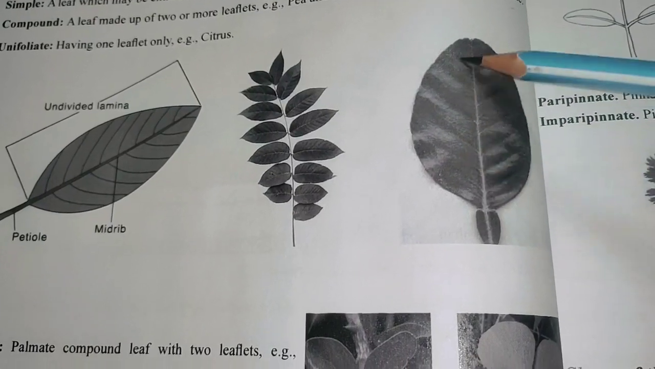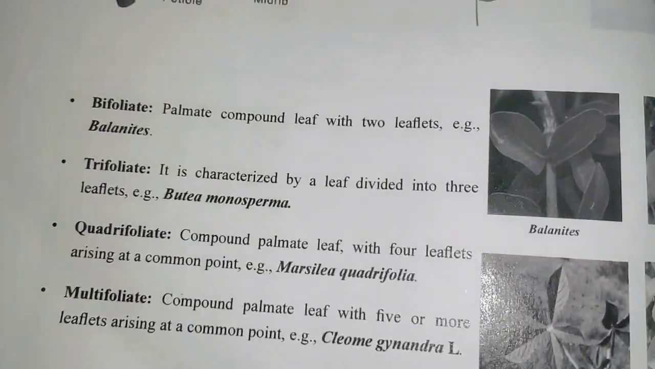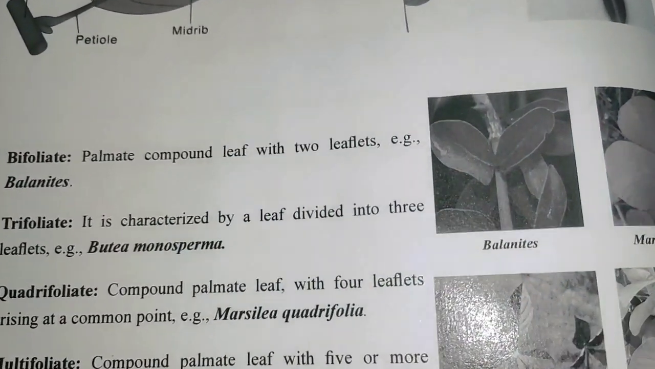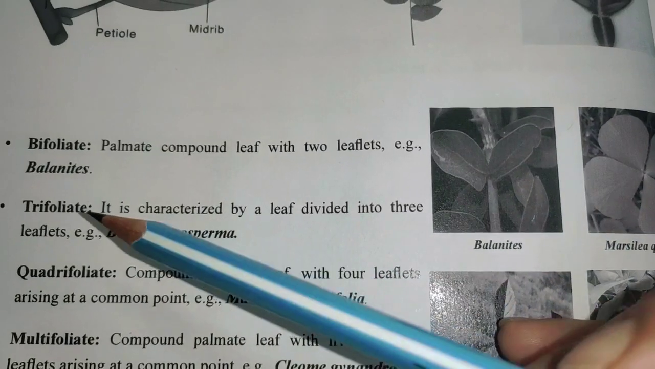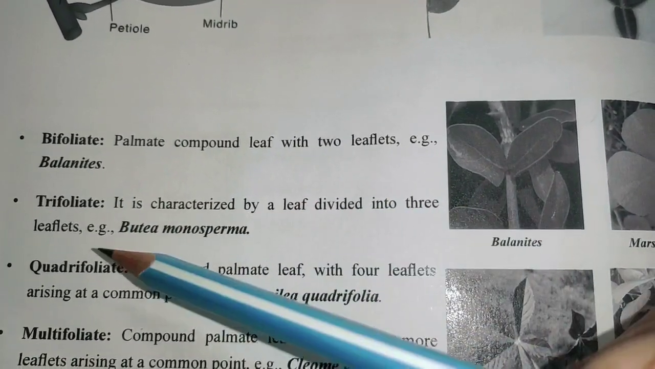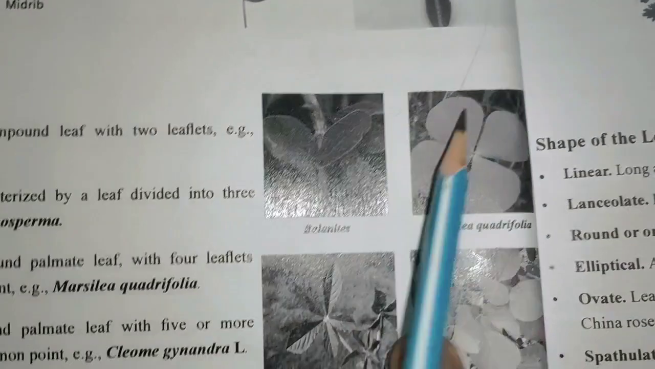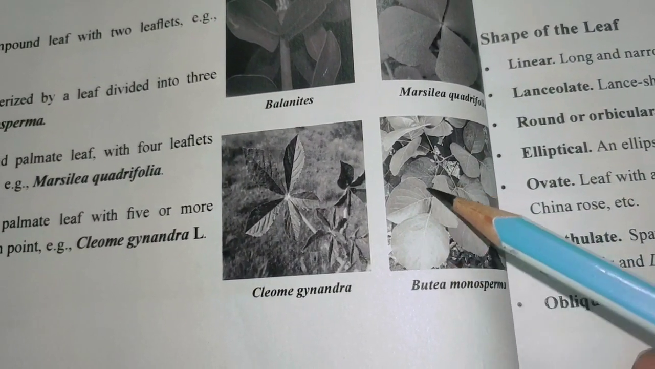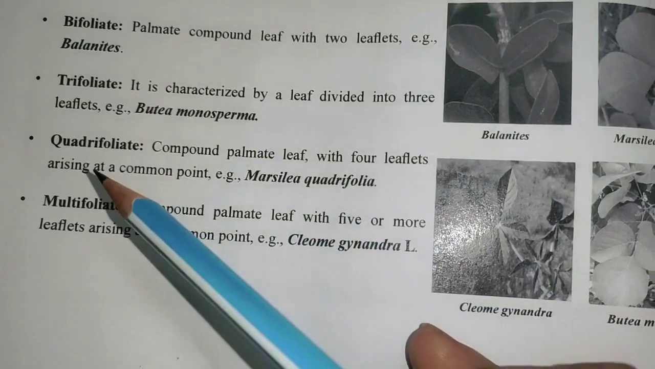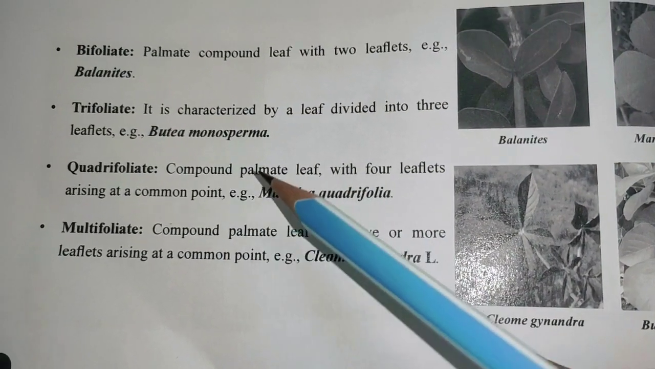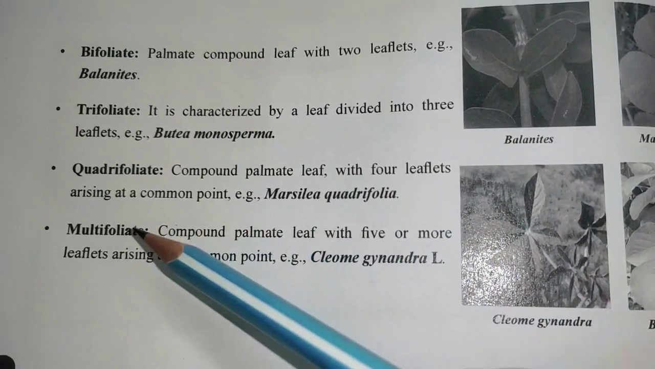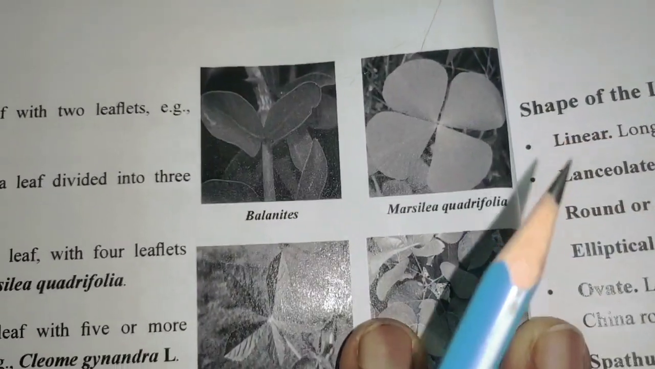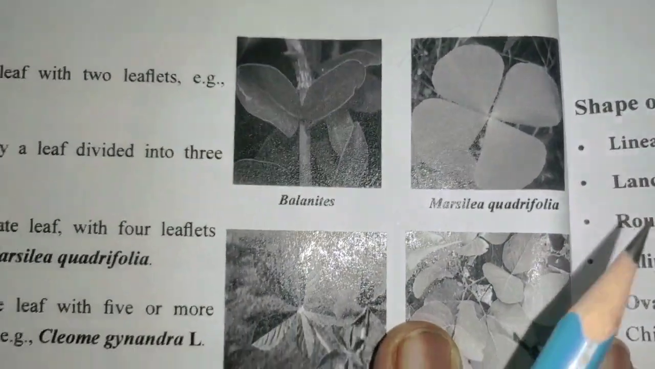This is the leaflet, not leaf. It is a leaflet, not a leaf. Bifoliate: palmate compound leaf with two leaflets, for example Bauhinia. This is two leaflets. Trifoliate: characterized by a leaf divided into three leaflets, for example Butea monosperma, in which three leaflets are arranged in a manner. Quadrifoliate: compound palmate leaf with four leaflets arising at a common point, for example Marsilea quadrifolia. This is the Marsilea, in which four leaflets are present from a single place.